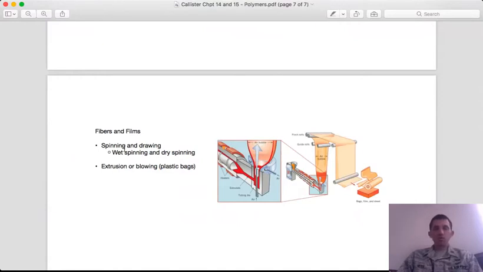So tomorrow we'll talk about composites, Friday it's corrosion, and then we'll do some material selection while we prep for the midterm.